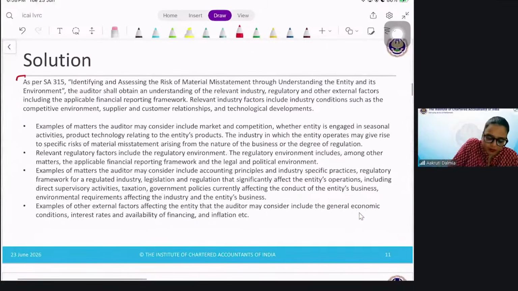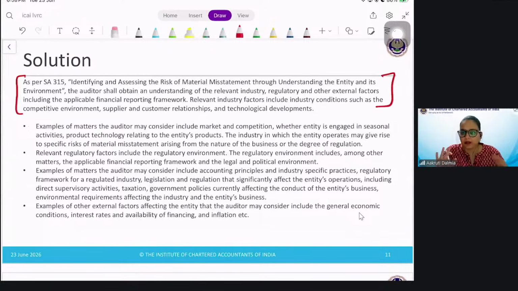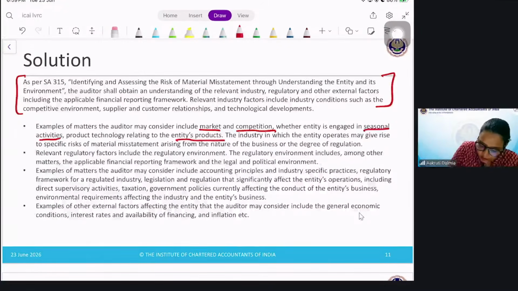Again, as usual, an opening paragraph. Please follow this rule, okay? An opening paragraph, an essay is there. 1 or 2 small lines you can take from the question. So examples of matters that the auditor can include are market, competition, whether the entity is engaged in any seasonal business or not, and what kind of products they are making. So this can give rise to some very specific type of risk of material misstatement.